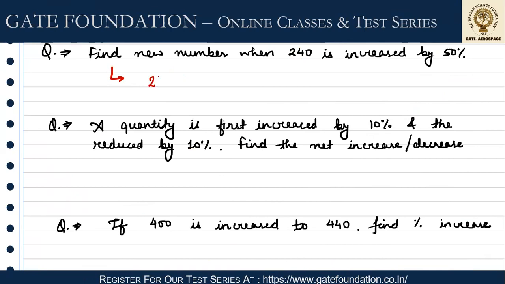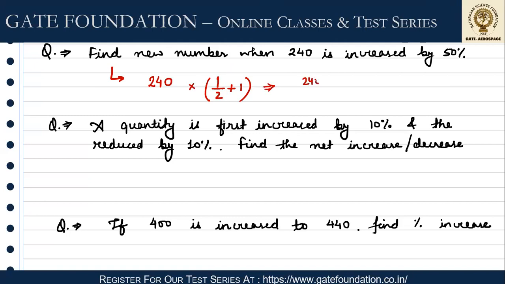So the number is 240. It is increased by 50%. 50% basically means 1 by 2. 1 by 2 is increased from what? 1. 1 by 2 is increased, and I had to add 1 into it, because originally it was 1, and I am increasing it by 50%, that is 1 by 2. So basically it becomes 3 by 2.